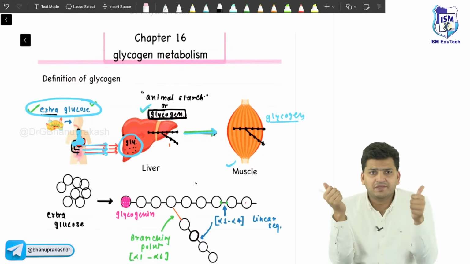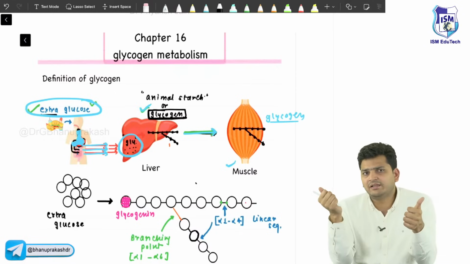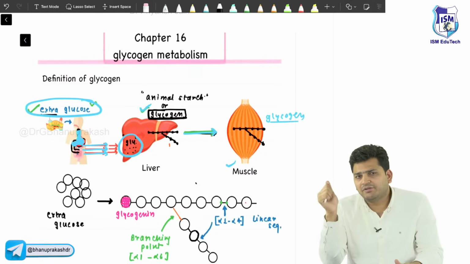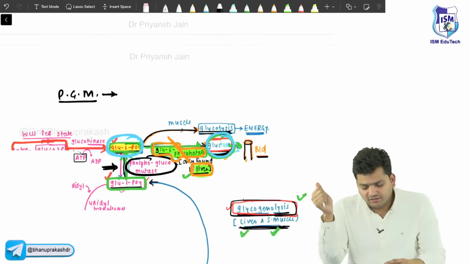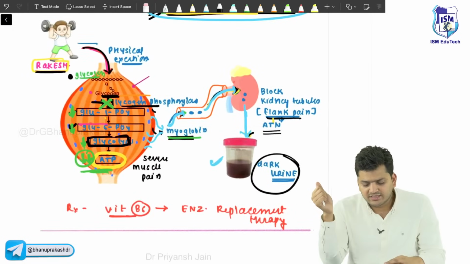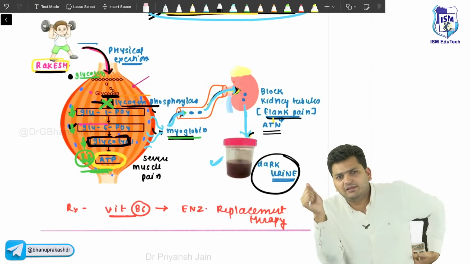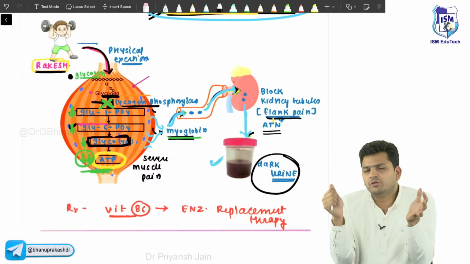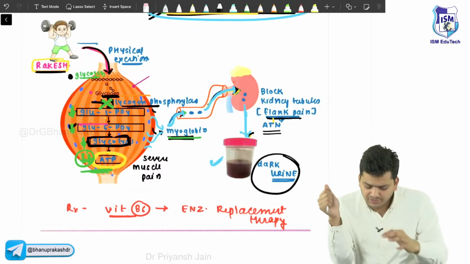In von Gierke, the child will have hypoglycemia. Whenever the child is fasting, having hypoglycemia, von Gierke. In McArdle's, we have taken the example of Rakesh that if a person is doing physical exertion, this physical exertion is followed by severe muscle pain, followed by the pain in the flank area, followed by dark colored urine. That is called McArdle's. That is due to deficiency of muscle glycogen phosphorylase.